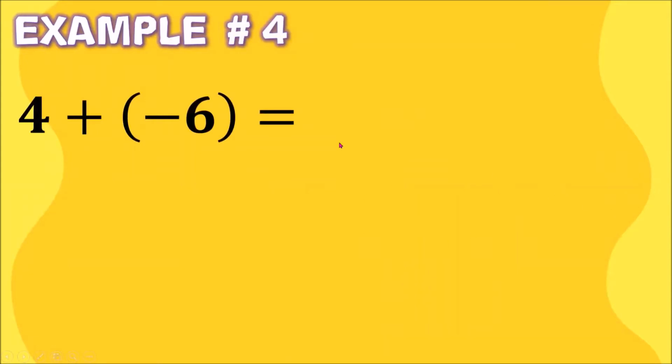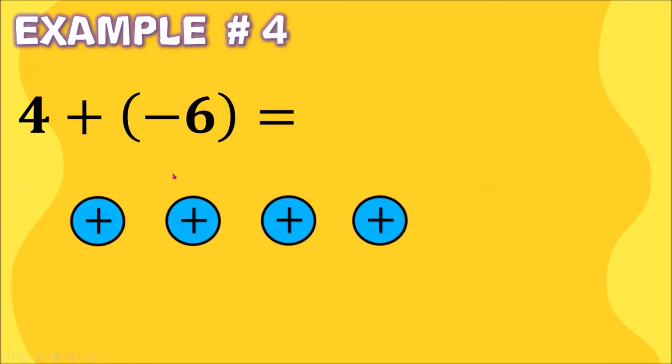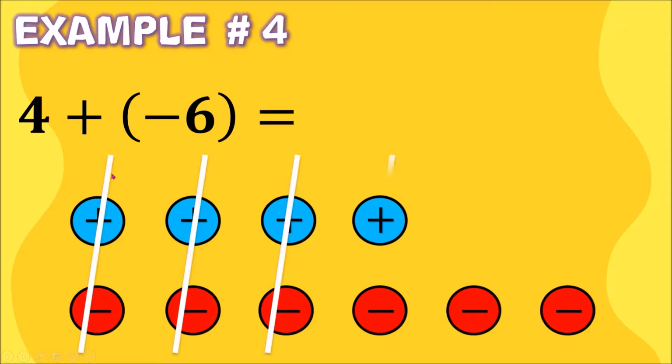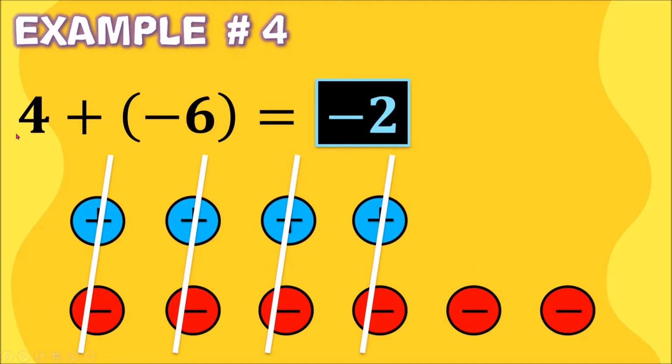Okay, next. Example number 4. I have here 4 plus negative 6. So we will use 4 blue colored counters for positive and then 6 red colored counters. So we need to cancel the 4 pairs of positive and negative. So the remaining colored counters, we have here 2 red colored counters and the sign will be negative. So again, 4 plus negative 6 is equal to negative 2.